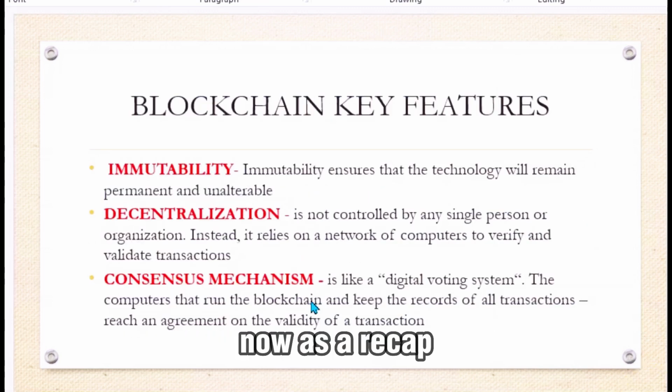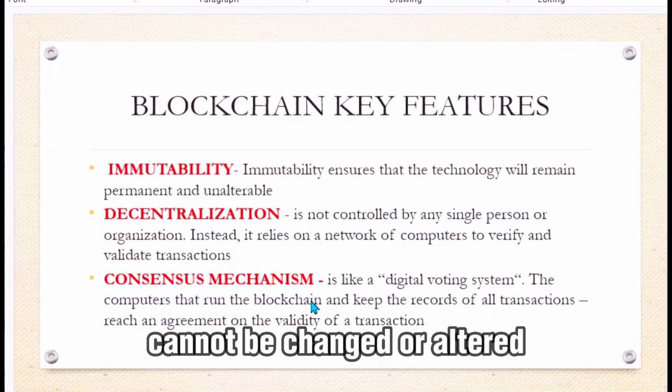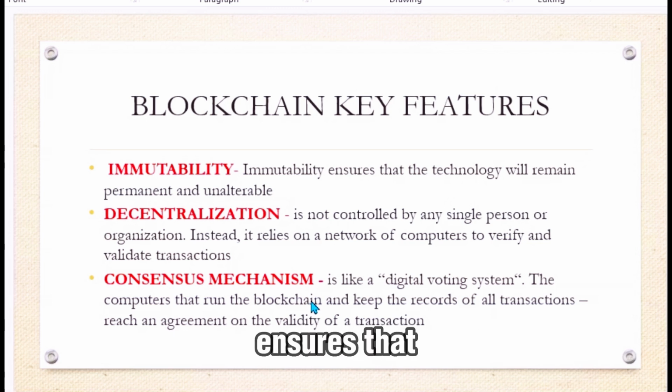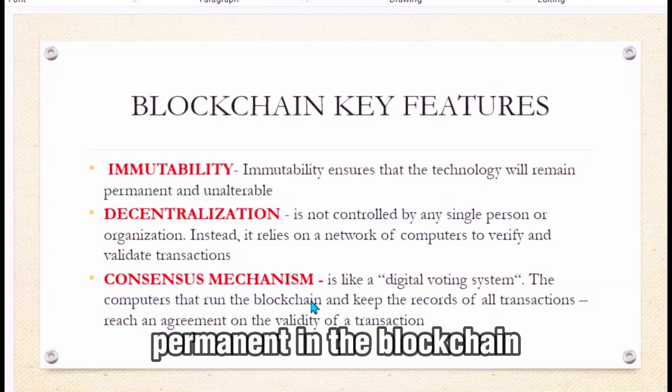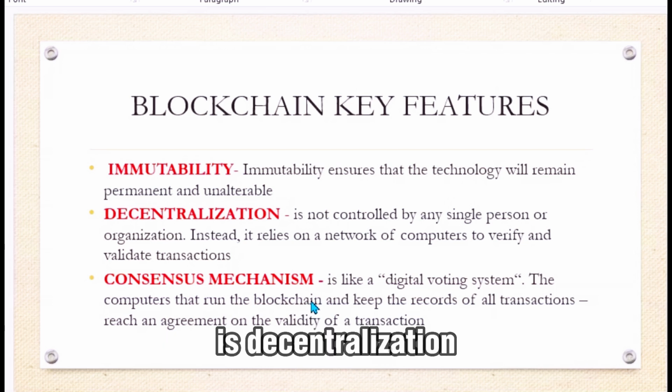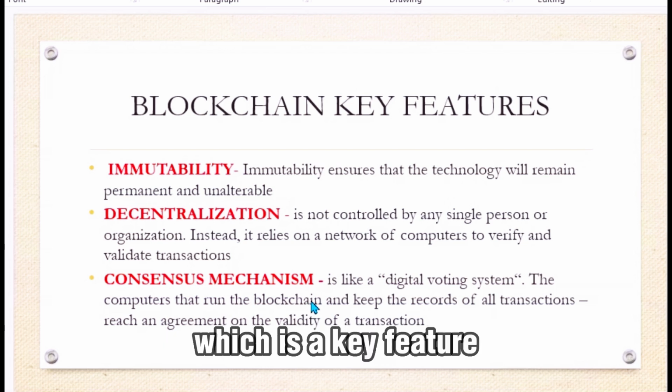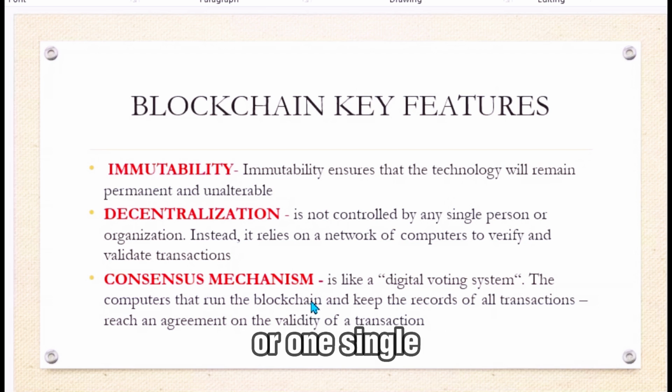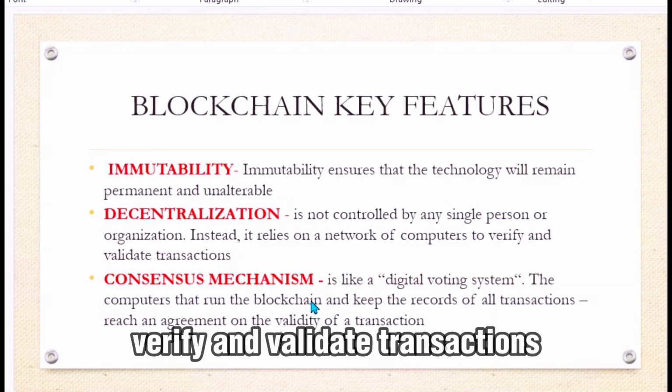Now, as a recap, let's look at some of the key features of the blockchain. Again, one is immutability. Transactions on the blockchain cannot be changed or altered. Immutability ensures that the technology will remain permanent and unalterable. Secondly is decentralization, which is a key feature. It is not controlled by one single person, organization, or country. Instead, it relies on a network of computers to verify and validate transactions.